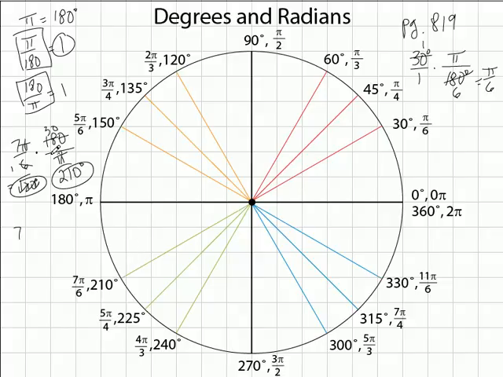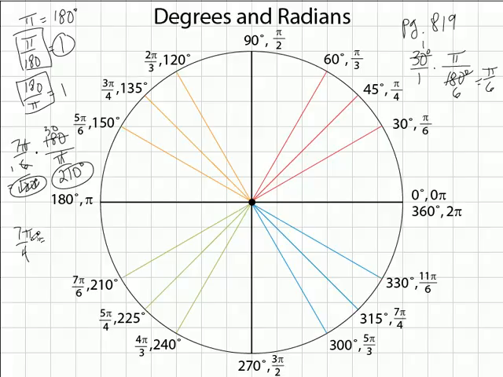I'll tell you what, let me show you a different way to do this. I think it's a little bit easier. So let's take 7 pi over 4. I just picked that one, no certain reason. And now watch what we're going to do. Instead of multiplying it by 180 over pi, this is kind of easy.